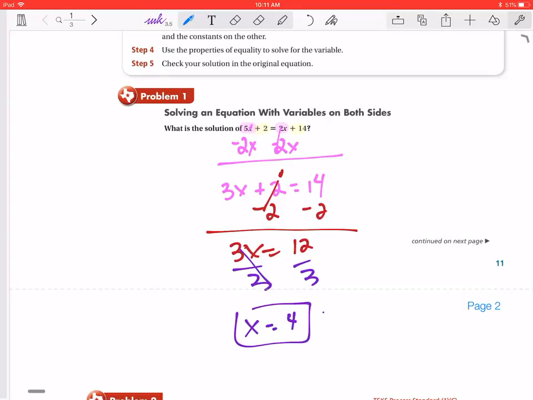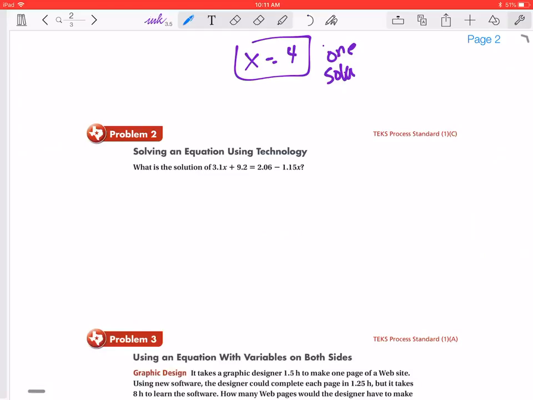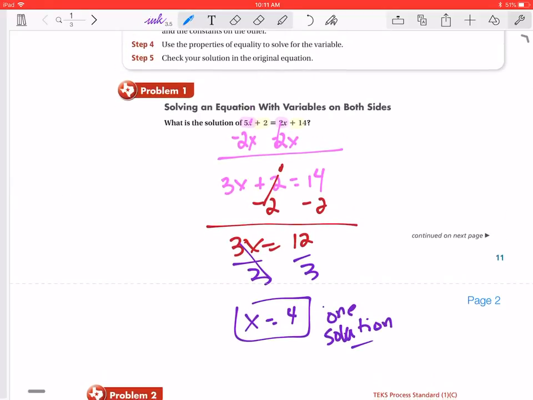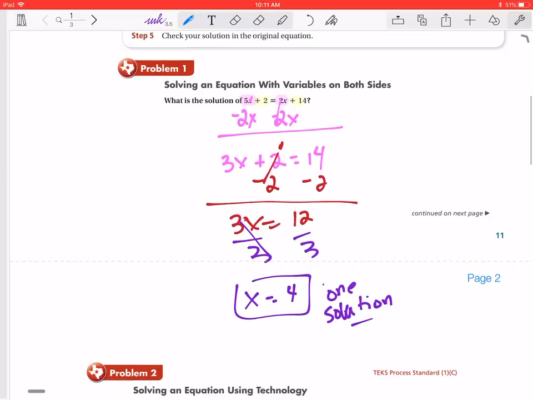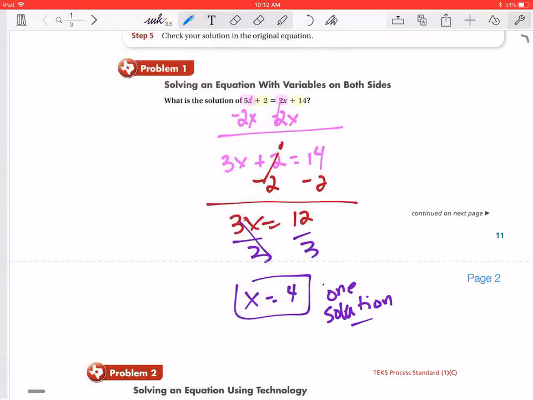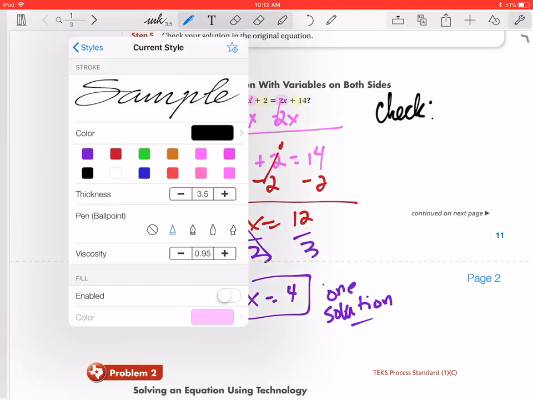This is one solution. There is no other value of x for which this equation will be true. Let's check, right? I'm going to plug this back in. We're going to check our answer over here.